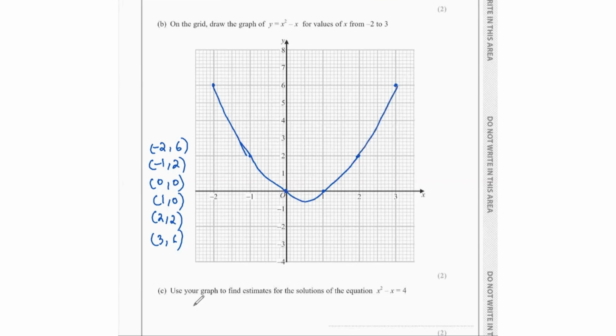that's our quadratic graph. Use your graph to find estimates for the solution of the equation when x squared minus x equals 4, which means we'll draw a line at y equals 4. That is giving us these two values. So that's -1.6 over here and 2.6 over here. These are your values of x.